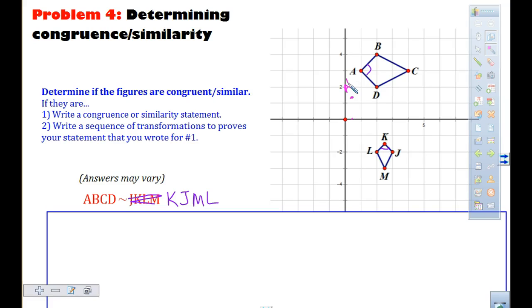Draw this on your picture. B was at 2, 4. It's now going to be at 1, 2. D would be at 1, 1. Does that make sense that this is how my picture looks? C was at 4, 3. It's now going to be at 2, 1.5.